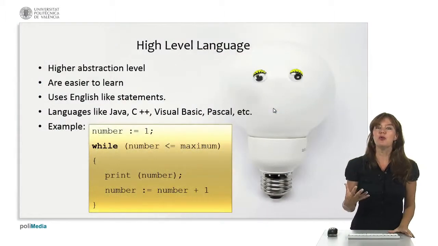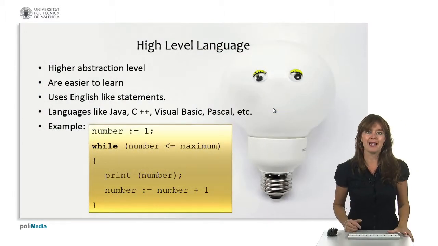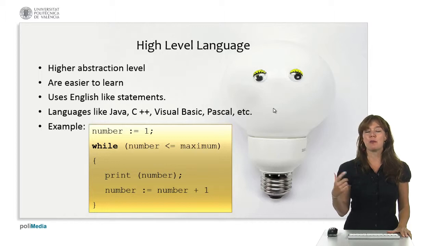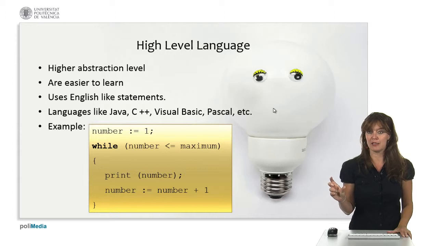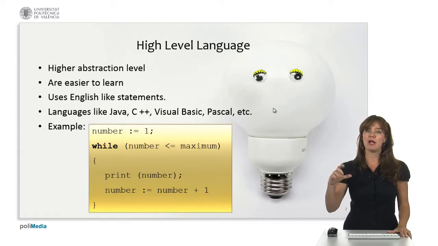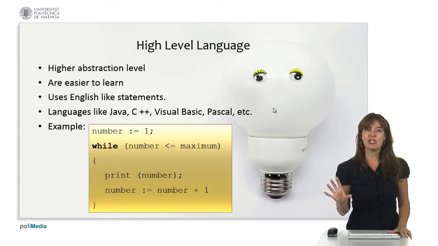The languages that humans, programmers, use are more high-level languages. They have a higher abstraction level. We don't think in processor registers and comparing values. We are at a higher level, and this is easier to learn because we use English-like statements.